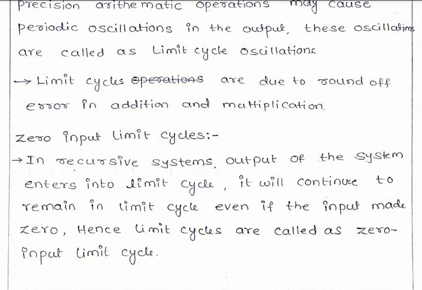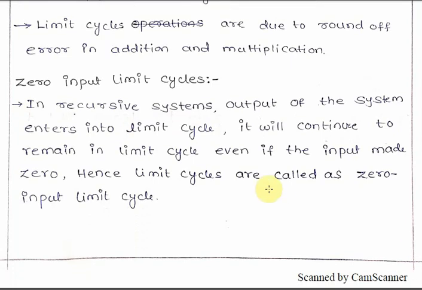Now we will discuss zero input limit cycles. In recursive systems, the output of the system enters into a limit cycle, that is periodic oscillations. It will continue to remain in the limit cycle even if the input is made 0, as we have observed in the table. Hence, these limit cycles are called zero input limit cycles.